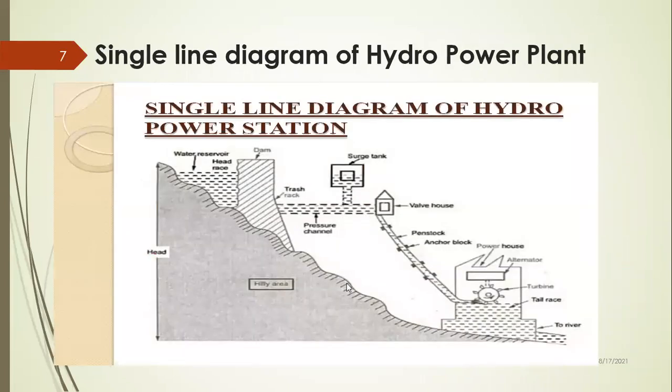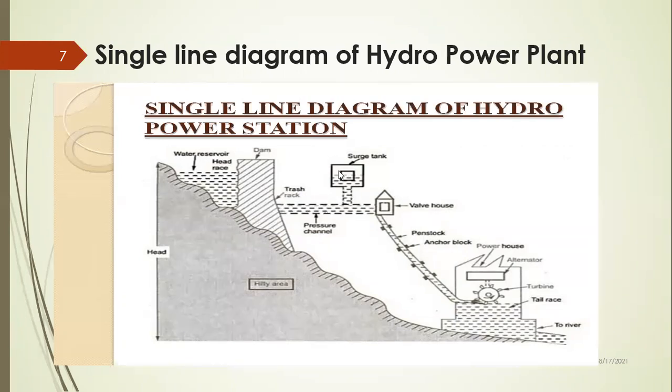Next is the single line diagram for the hydropower plant. In a hydropower plant, we know the different parts. The first one is the reservoir, where water is collected from the main river. Then the dam is there. Then here is the trash rack. The function of the trash rack is to remove unwanted particles, like big rocks or dust particles, that should not enter the penstock. So they are stopped here by the trash rack.